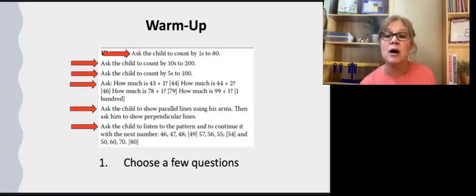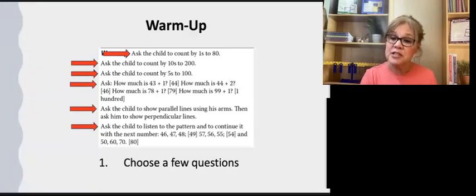Now, this particular warm-up covers several different ideas. It covers counting by ones, counting by tens, counting by fives. It has the child add 1 and 2. It discusses parallel and perpendicular, and it has the child listening to patterns. Now, when I'm teaching my child with learning differences, I might only choose 1 or 2 of these ideas based on what I want to check on to see if my child has retained information or if they are understanding what we have previously taught.